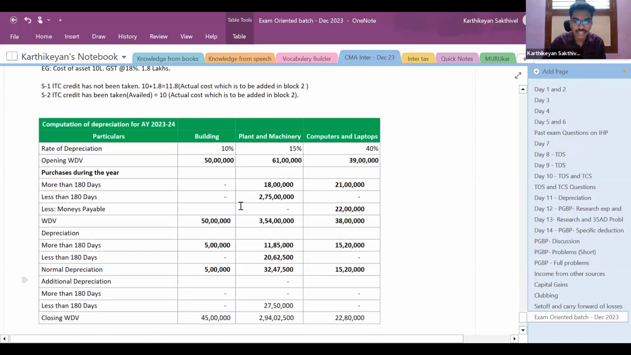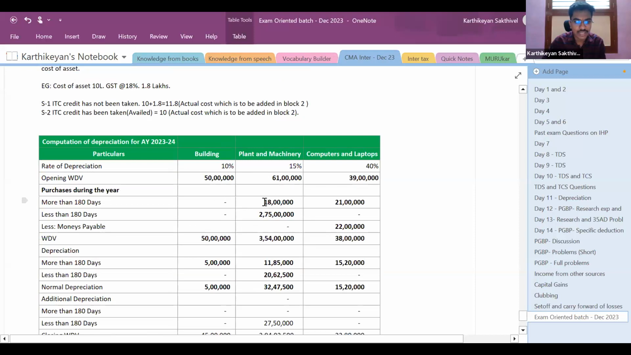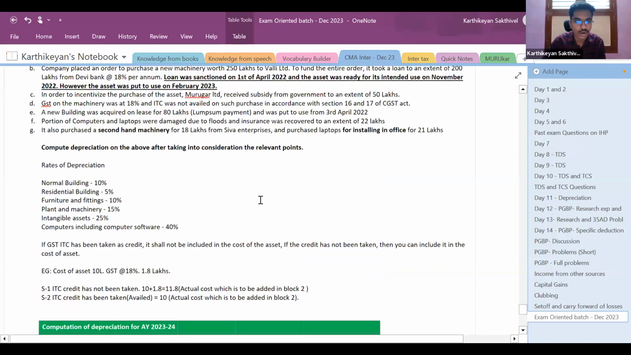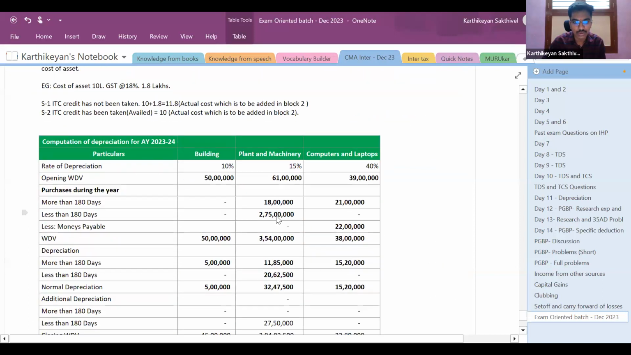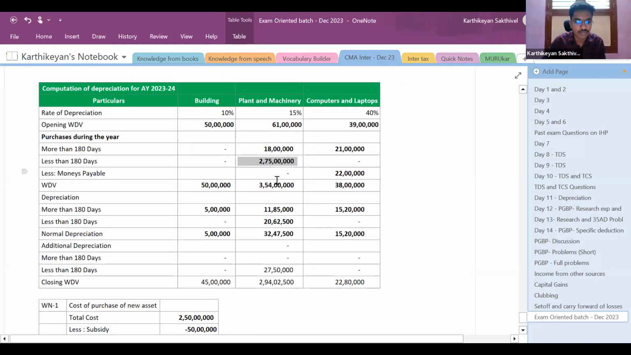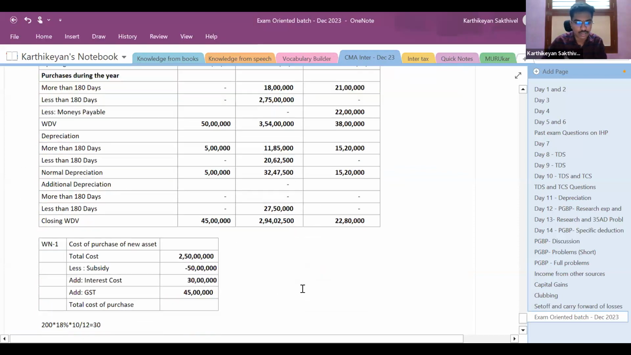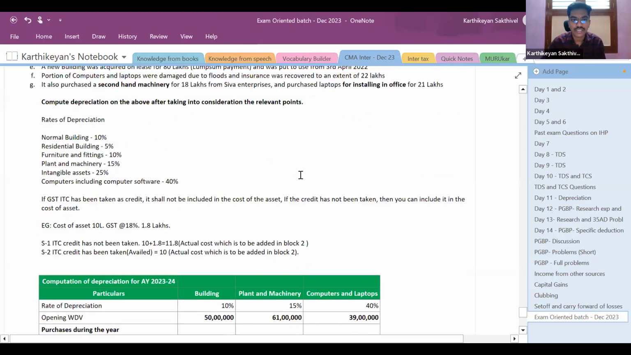Right. Next is additional depreciation. So additional depreciation can be claimed only for what? This 18 lakhs you cannot claim the additional depreciation. Only on 2 crore 75 lakhs can you claim additional depreciation. So 2 crore 75 lakhs into 20% into 1/2, which is going to be 27 lakhs 50,000. And the amount comes here. So after adding and subtracting this, WDV minus this normal depreciation is going to give you 45 lakhs, 2 crore 94 lakhs, and then 22 lakhs 80,000. This is the answer. Is everybody clear with this?